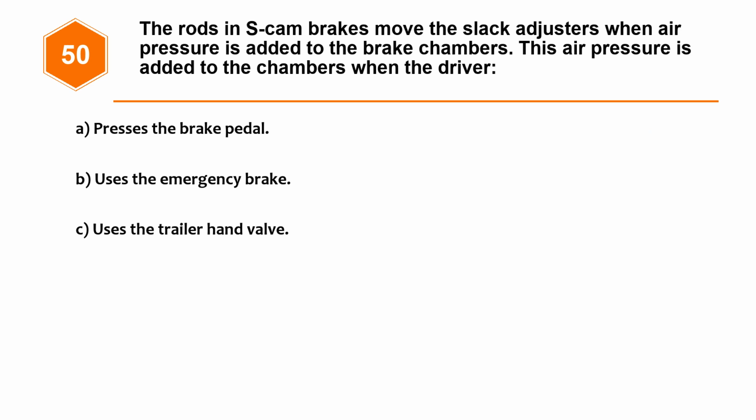Question 50. The rods and S-cam brakes move the slack adjusters when air pressure is added to the brake chambers. This air pressure is added to the chambers when the driver. Option A presses the brake pedal. Option B uses the emergency brake. Option C uses the trailer hand valve.